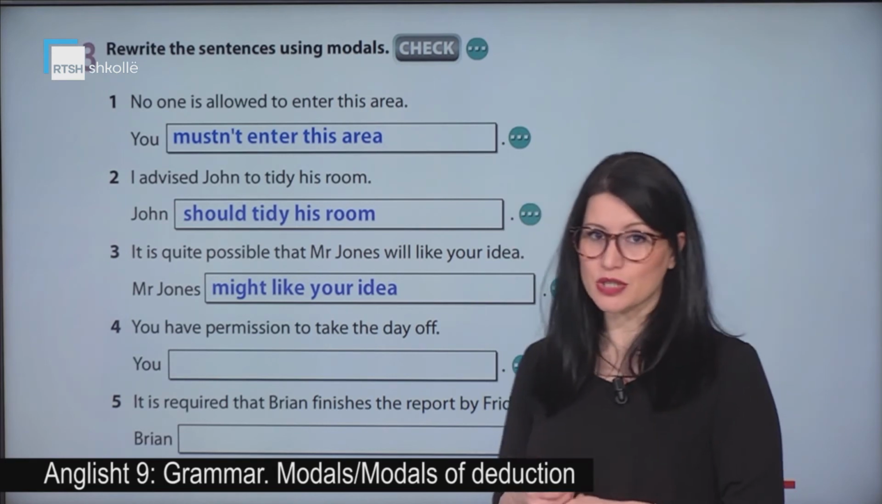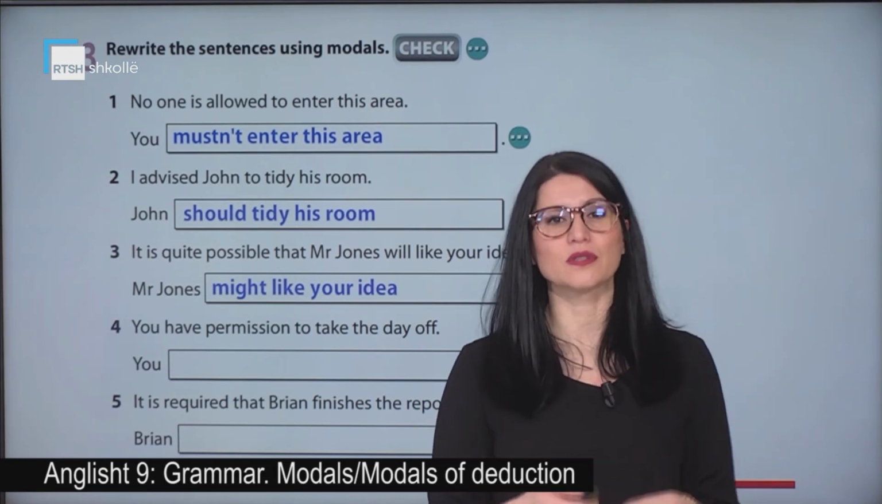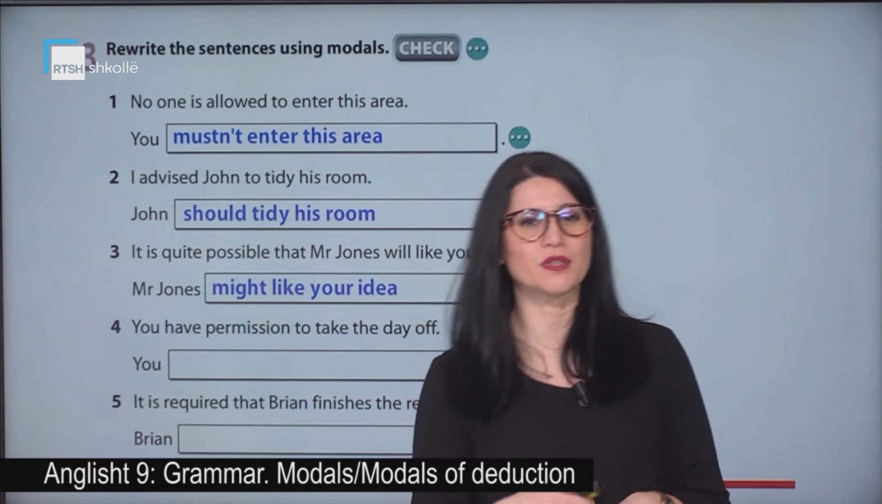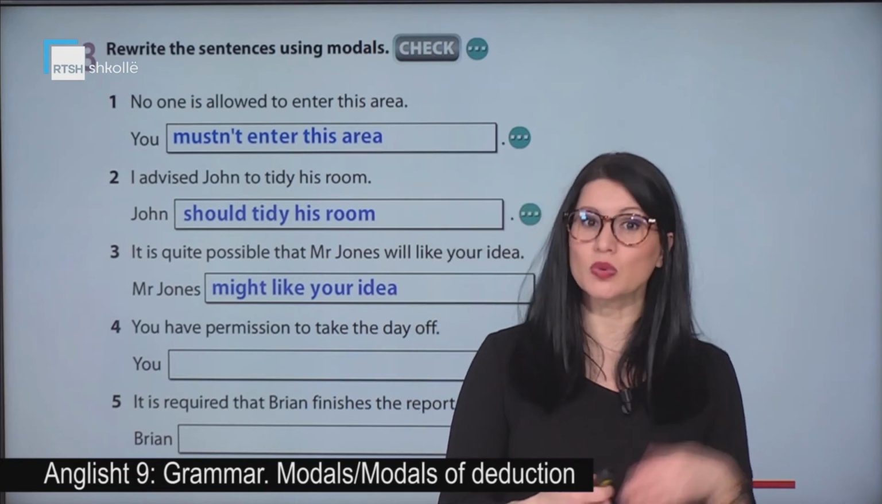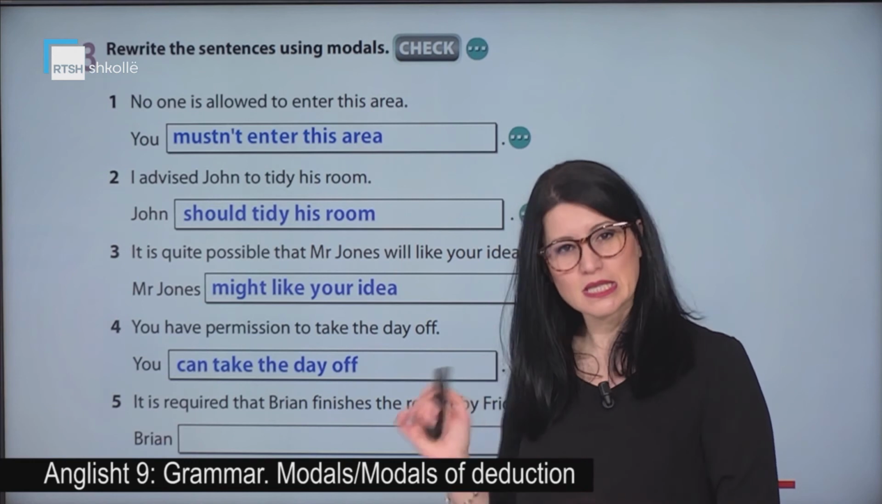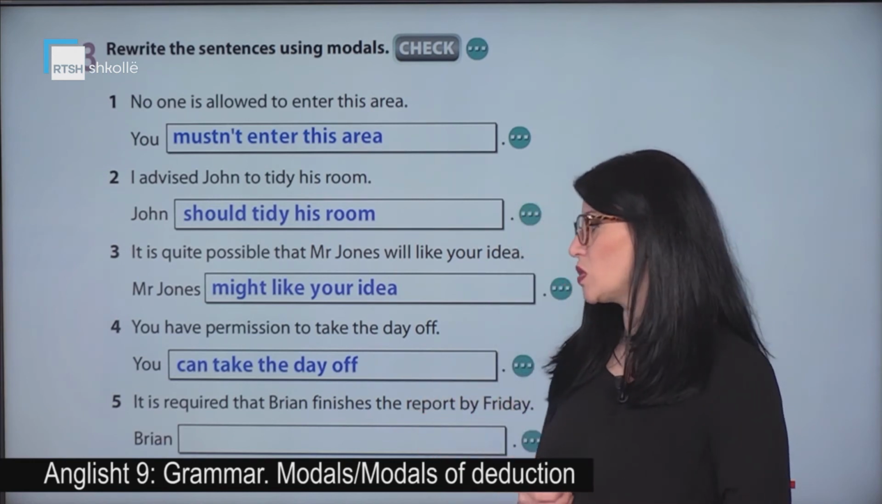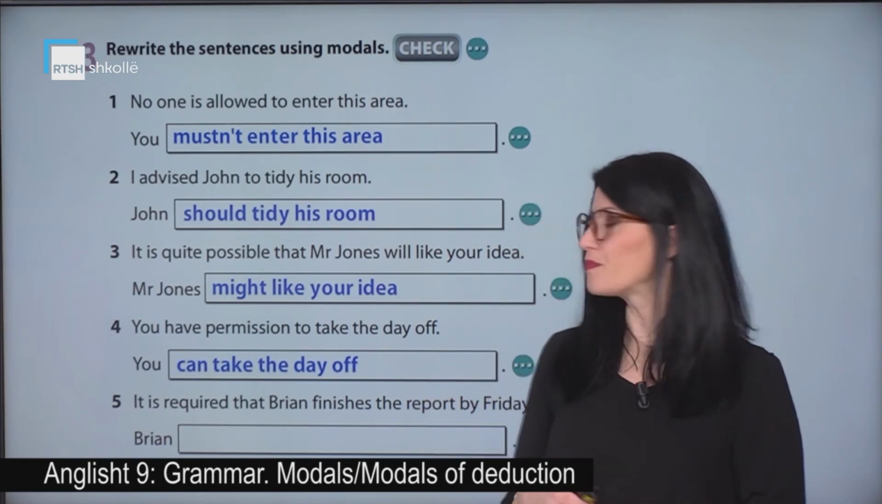You have permission to take the day off. Do you remember what modal verb we use to express permission, to give permission? Correct, it is can. And here it is: you can take the day off.